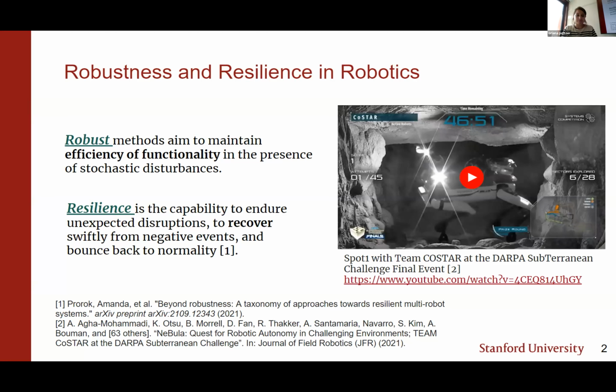In practice, we need both robustness and resilience in a robotic system. This is especially important if we're using it in safety critical applications. We want to be able to trust the robotic autonomy. And that's why these two concepts that we're going to talk about a little bit more are really important.